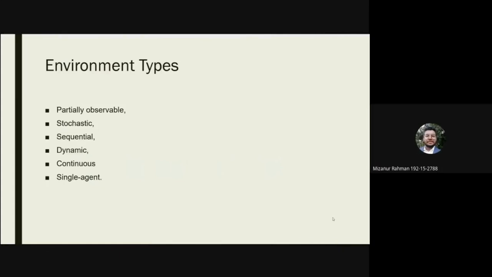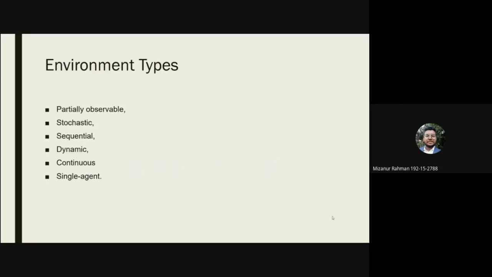Thank you, Sajia. My ID is 192152788. Now I introduce environment types in this agent. In environment types, there are five different types: fully or partially observable, deterministic or stochastic, episodic or sequential, static or dynamic, discrete or continuous, single or multi-agent.